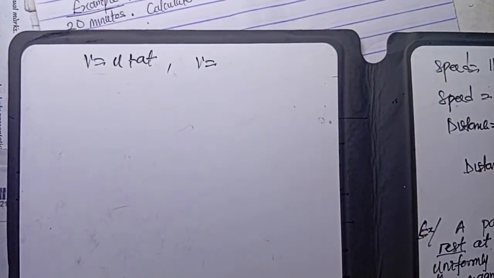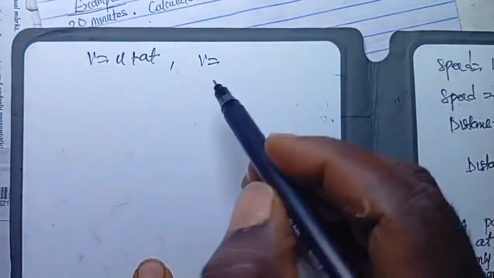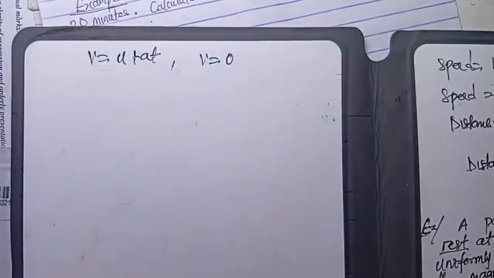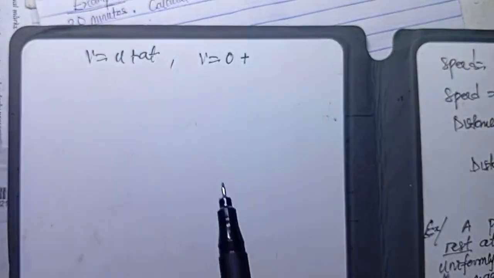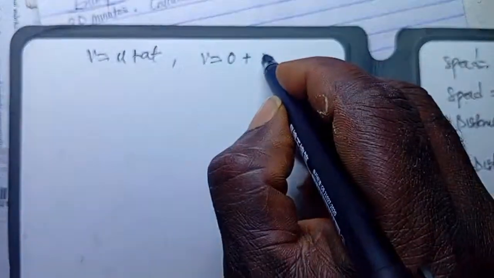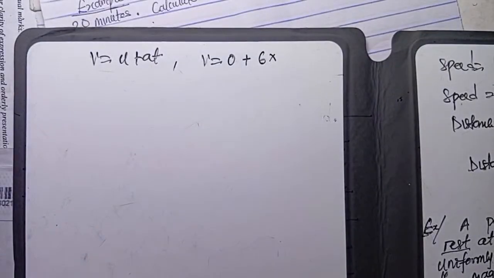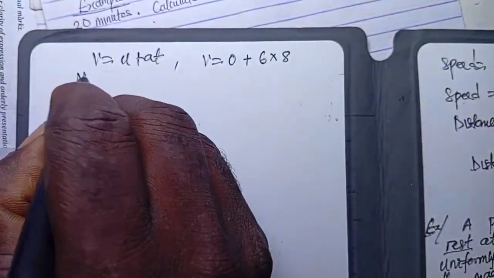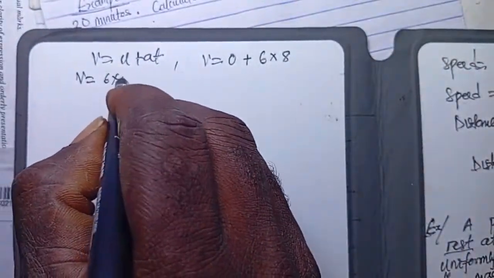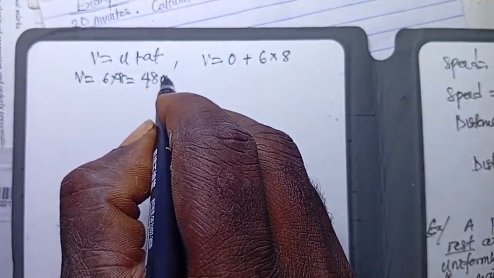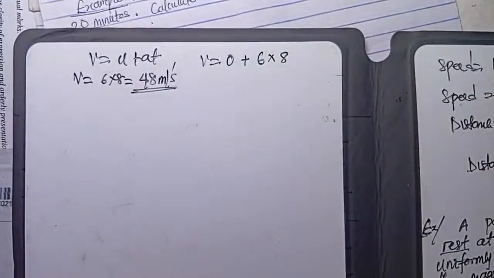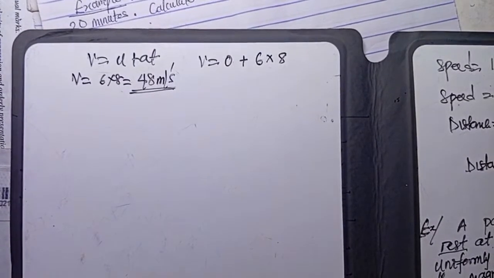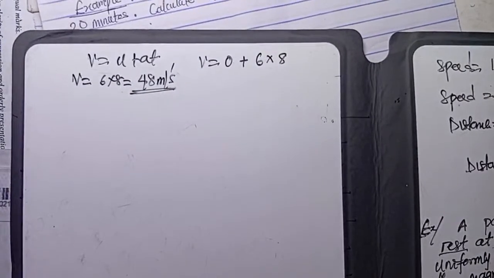So now our V is equal to U plus AT, and we have been given U to be 0, that is initial velocity, plus we have been given acceleration to be 6. We have been given the time to be 8 seconds. So V is equal to 6 times 8, which is equal to 48 meters per second. That is it. But we still need to understand one fact, that the question does not end in that place.